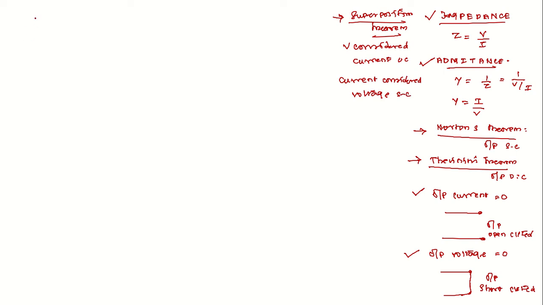And next, let me start with our Z parameter. As we know, Z is equal to V by I. With the help of I, we are going to find the value of V. So we can write V is equal to Z into I.